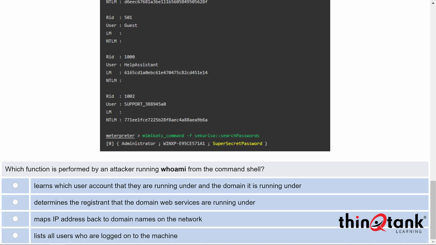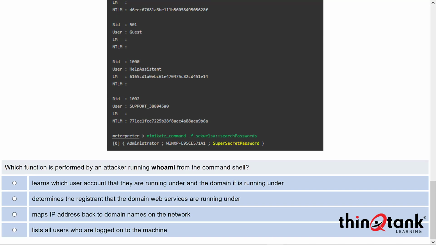All right. Which function is performed by an attacker running whoami from the command shell? It learns which user account that they are running under and the domain that it is running under. That's exactly what whoami does. It tells me everything I need to know about the current user on that particular system, which can provide some additional valuable information. It does not determine the registrant that a domain web service is running under.